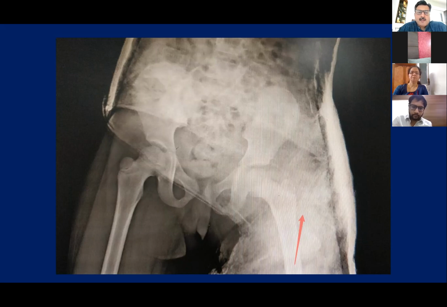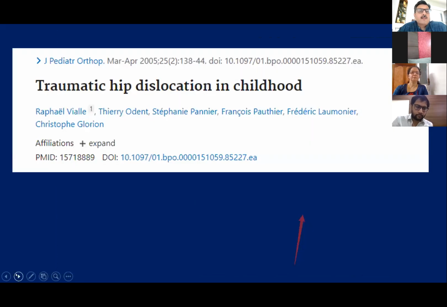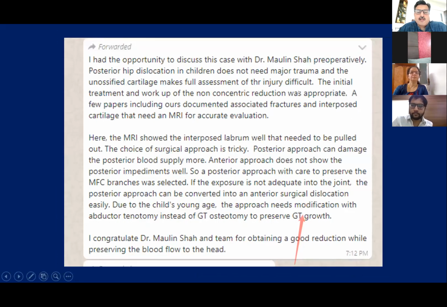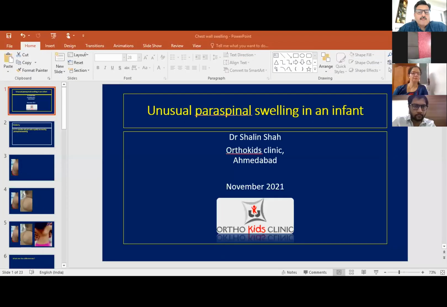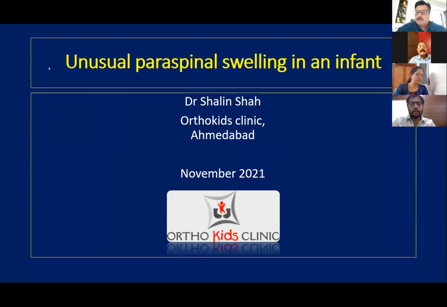Right. Fine. So let's quickly glance through the last and most interesting case, Shalin. Although we have finished the time, just switch to the last case where we want Mihir to comment. You're mute, Shalin.